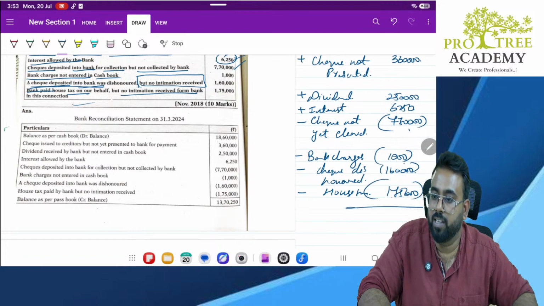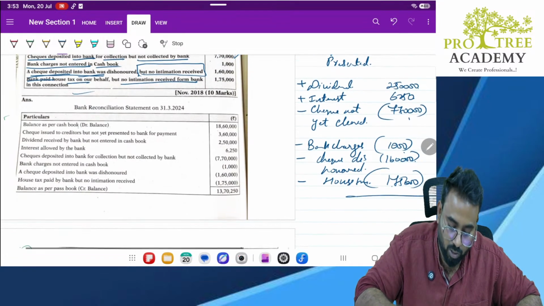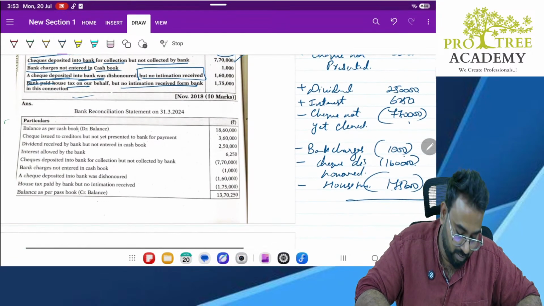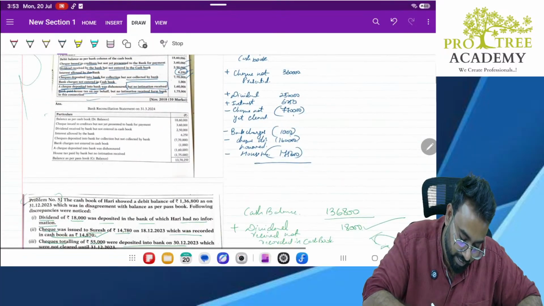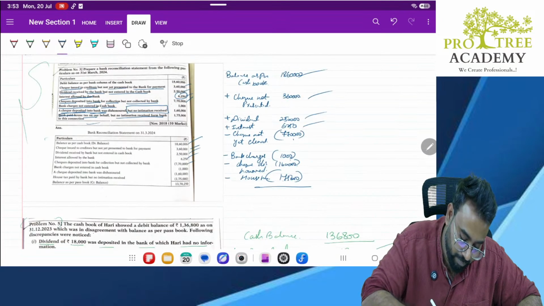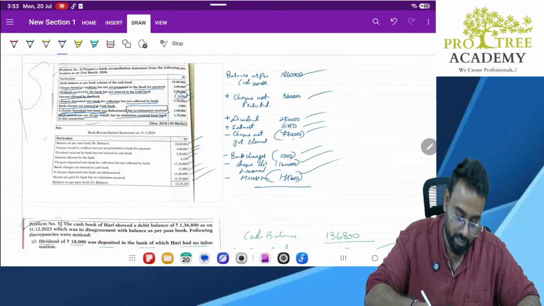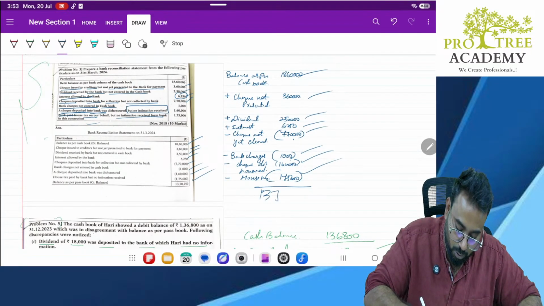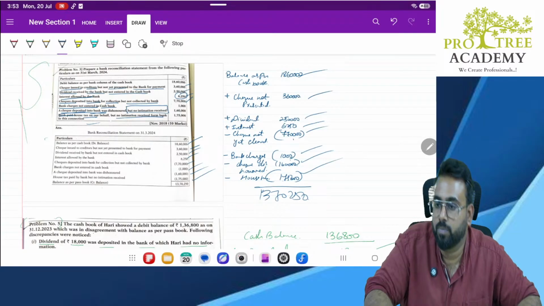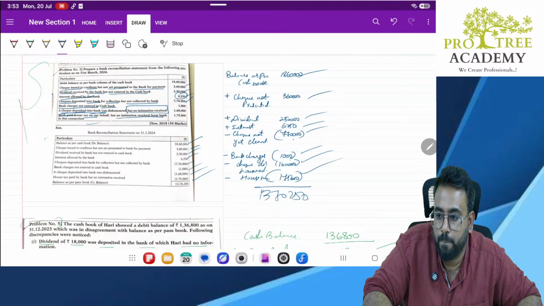Correct, everyone has it, right? So the answer will come correctly. 18 lakh 60,000, 3 lakh 60,000, 2 lakh 50,000, 6,250, 770, minus 1,000, minus 160, minus 175. So the answer will be 13,70,250. Done.